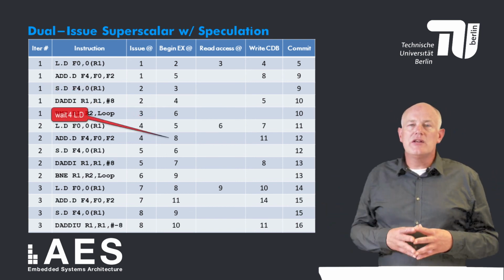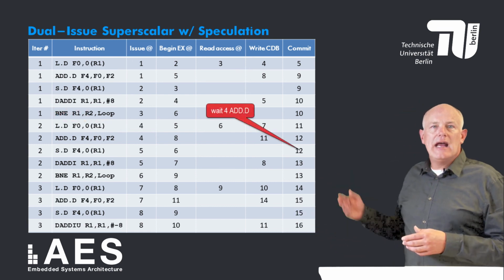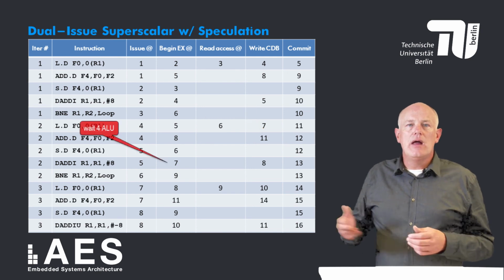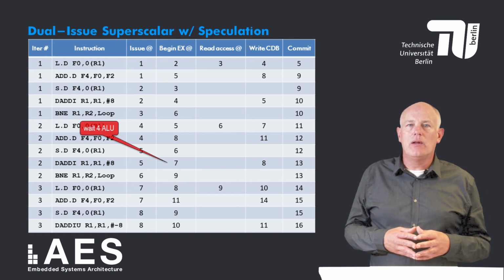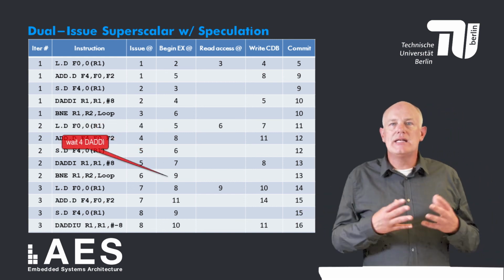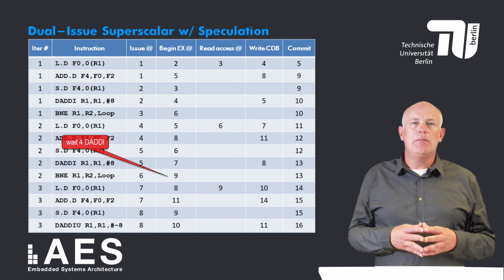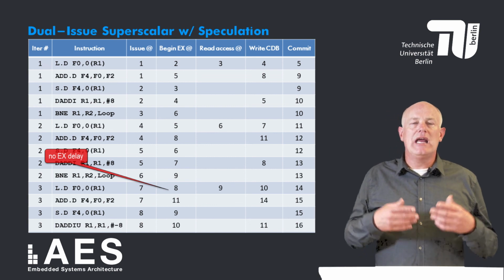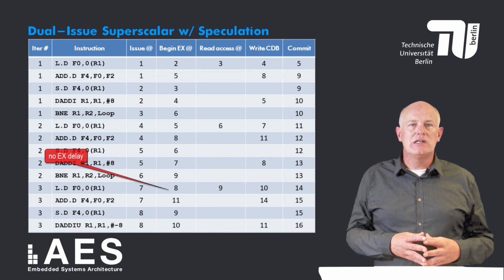The add double from the second iteration again has to wait for the load, and the next store again has to wait for the add double before it can commit. The add immediate again has to wait for the ALU to become available, and the branch has to wait again until the result of the add immediate has been placed on the CDB. And finally, also the load from the third iteration incurs no execution delay, but is executed speculatively.